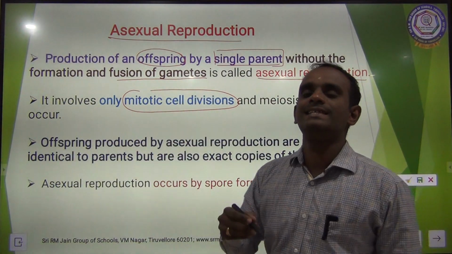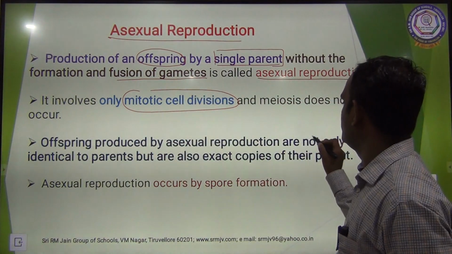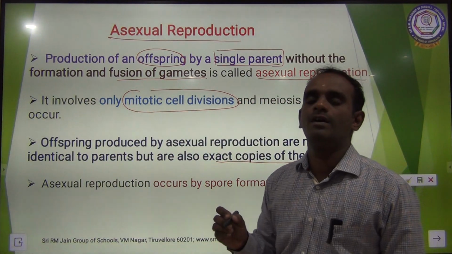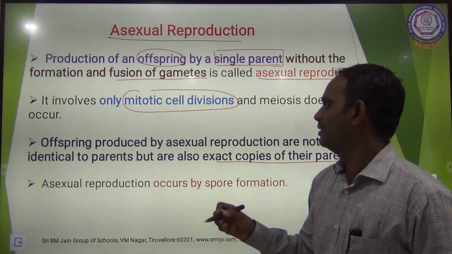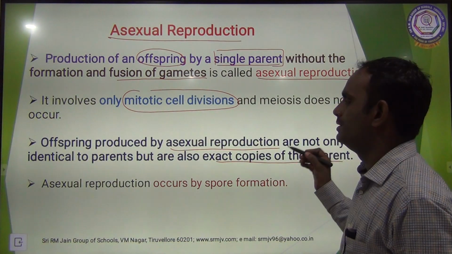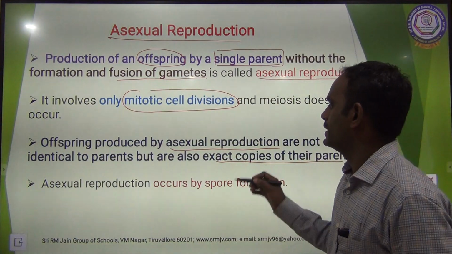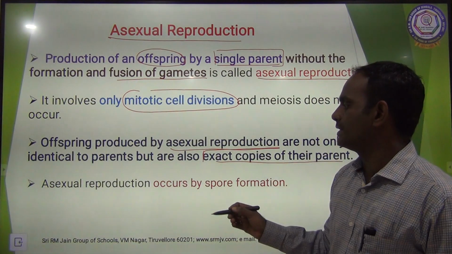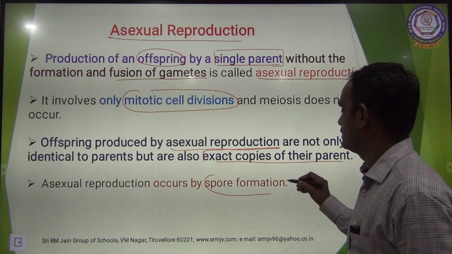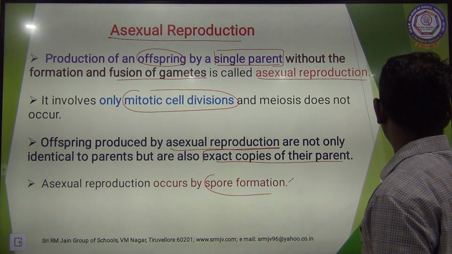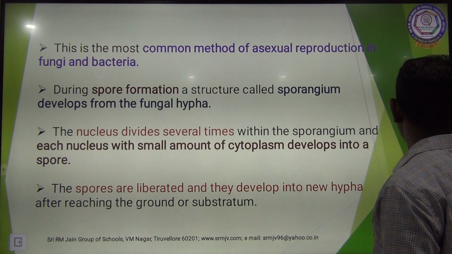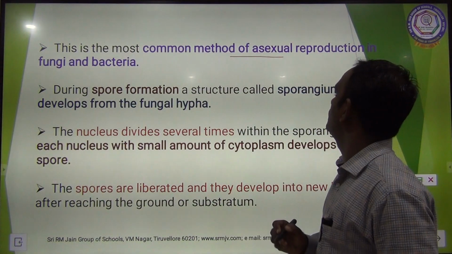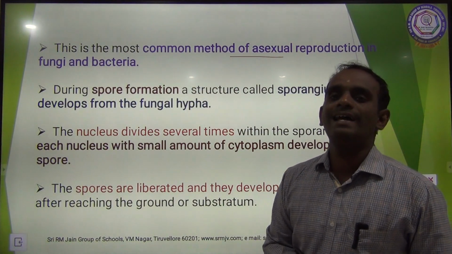The offspring produced by asexual reproduction are not only identical to the parents but also exact carbon copies of their parents. Okay? Asexual reproduction occurs by spore formation. This is the most common method of asexual reproduction in fungi and bacteria.